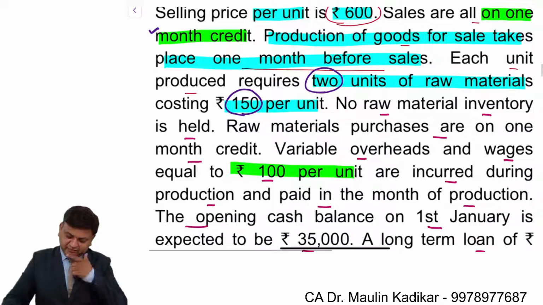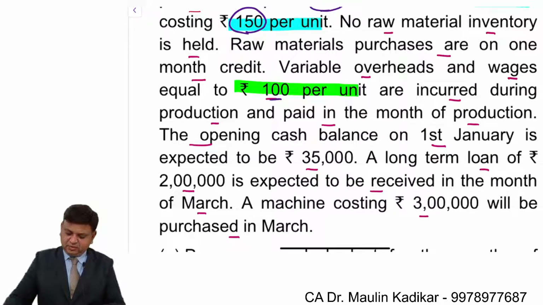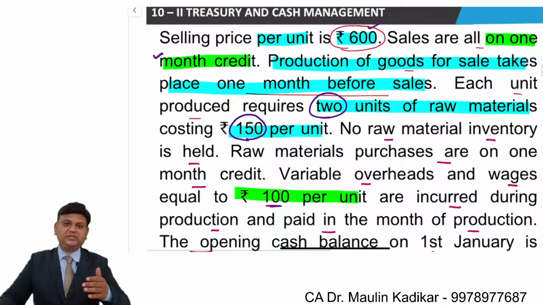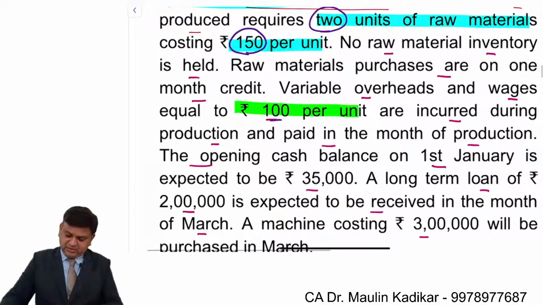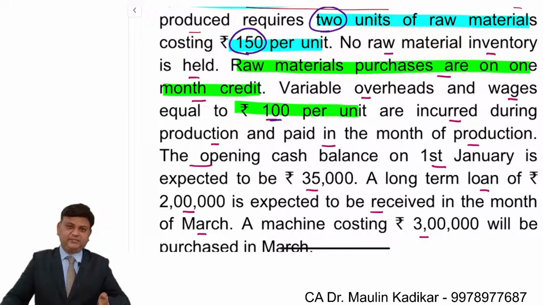Then the question is providing the information that variable overhead is paid in the same month, so there is no credit. So expense of January will be paid in January, expense of February will be paid in February, expense of March will be paid in March. Then information is given that raw material purchases are on 1 month credit. So whatever the purchase of December, that will be paid in January. Purchase of January will be paid in February, and so on. That is the way we are supposed to consider.